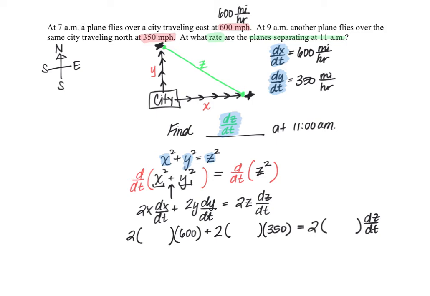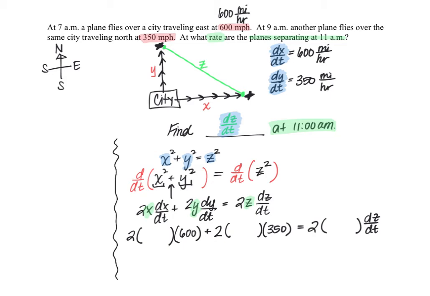So right now it appears there are some values that we need to find. We need to find the value of x, the value of y, and the value of z specifically at 11 o'clock. Those quantities are changing, so we need to find their value specifically at the time we're being asked.